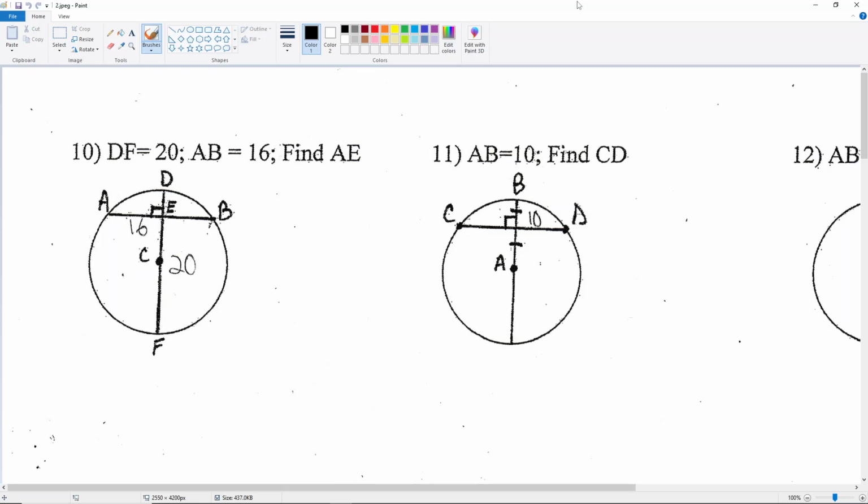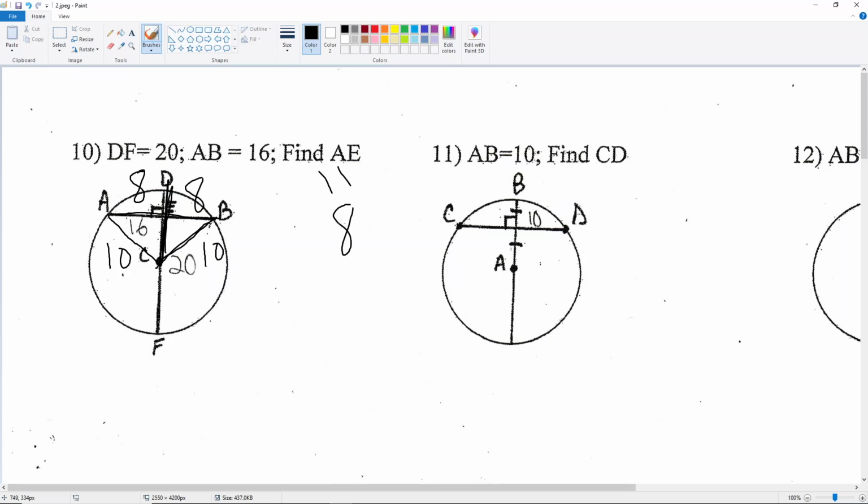DF equals 20. DF is a diameter, so the radius is 10. AB equals 16. We have a radius that is perpendicular to that chord, so it cuts it in two. That means each one of these is 8. AE is 8 and EB is 8. Find AE. AE equals 8.